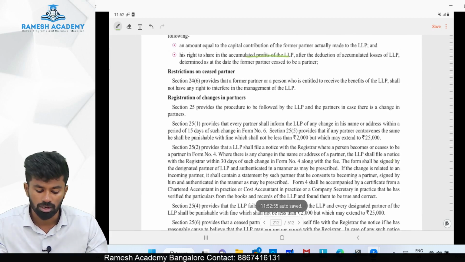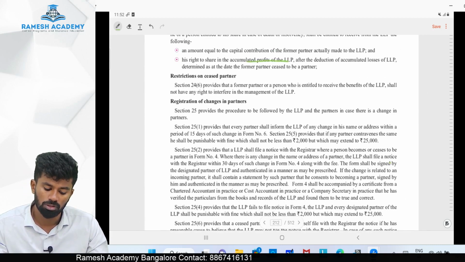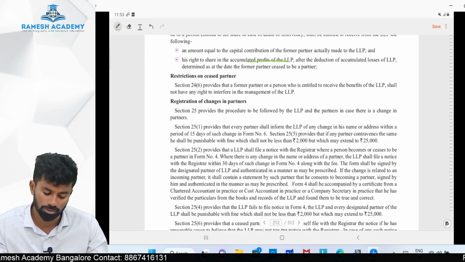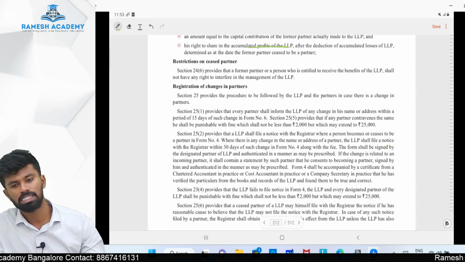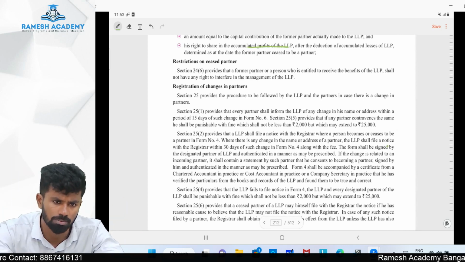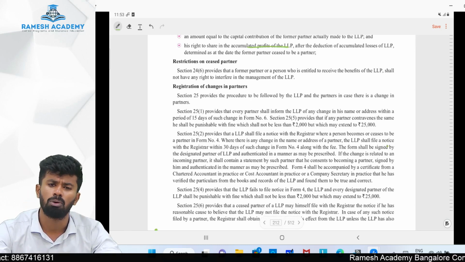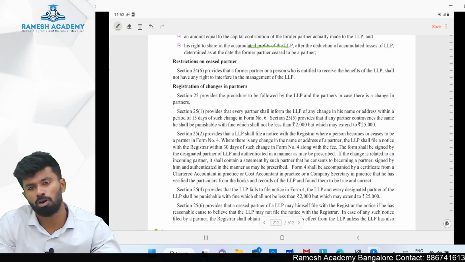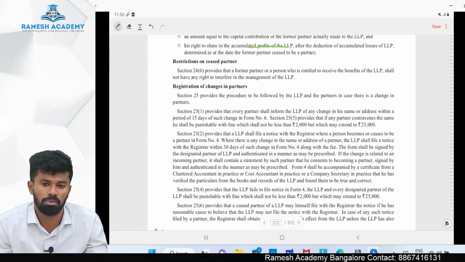So he can recover the amount equal to the capital contribution, and also he can recover accumulated profits of the LLP. Clear? Let's say if I am going out, or if the partner is dead, his legal representatives can recover the amount equal to his share of capital as well as the amount equal to the surplus in the profit. If there is no surplus, sir, he will get nothing.